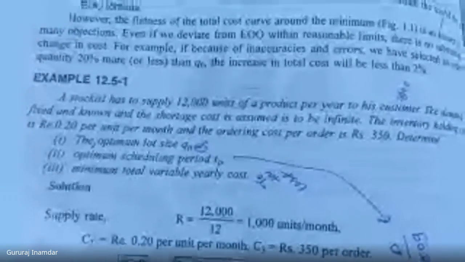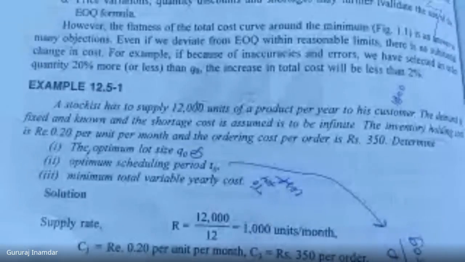First example we will see. A lot of examples are available. One formula I have forgotten, so here we will take the formula. So the example is here. A stockist has to supply 12,000 units of product per year to his customer. So the demand is fixed.